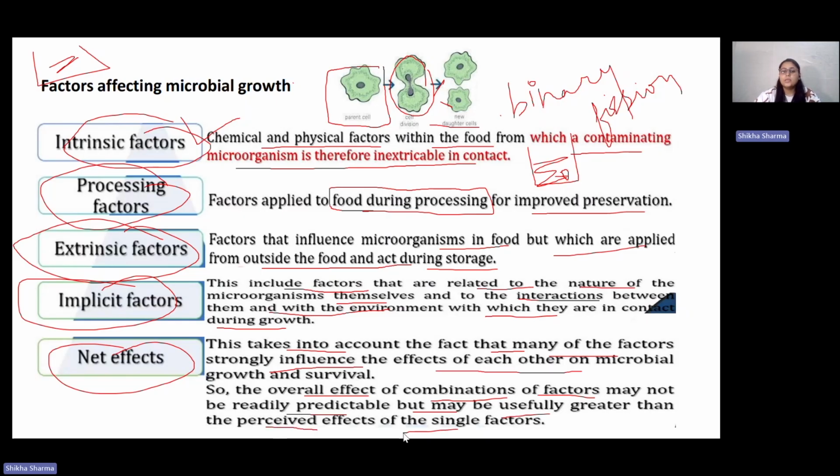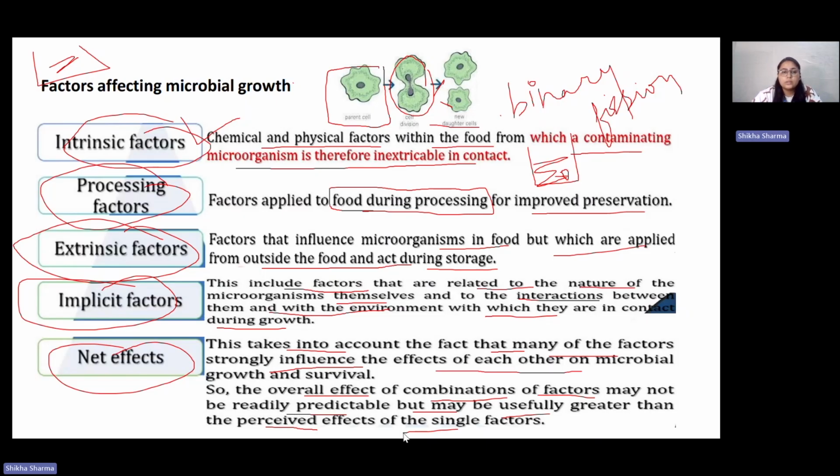So basically, we have the different factors as well: the intrinsic factors, the processing factors, the implicit factors, the extrinsic factors. So there are different factors, and their net effect matters. One factor, like pH alone, sometimes cannot hamper the growth of the microorganism. So we take many factors together: we control RH, we control the temperature of the food, and we control other factors as well.